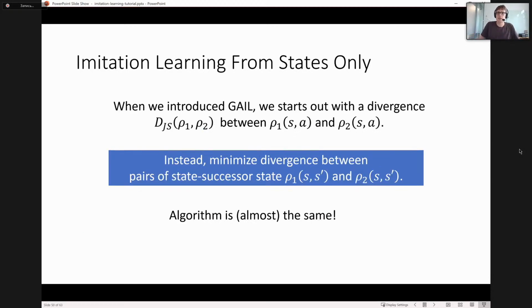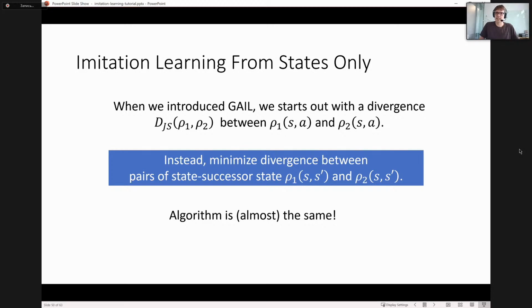Okay, so we've seen the basic version of GAIL, and now we can look at an extension. When we introduced GAIL, we were looking at the problem of how to minimize the divergence between two distributions. In the example we had, the distributions we were tackling were the distributions over state-action pairs. So I was looking at a divergence D_JS between rho_1 of (s, a) and rho_2 of (s, a).